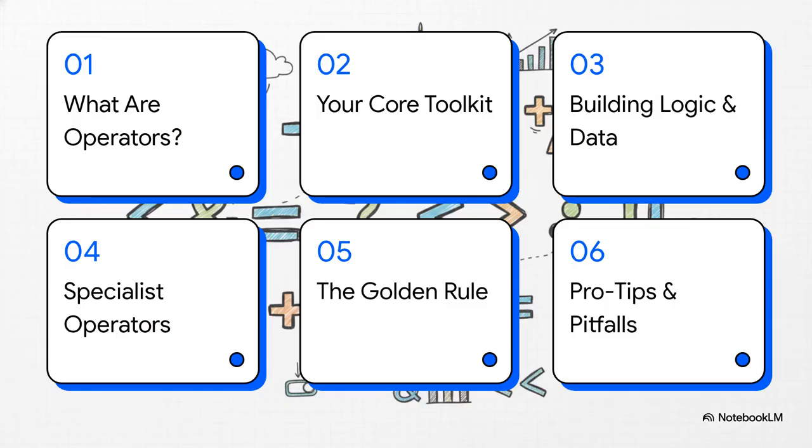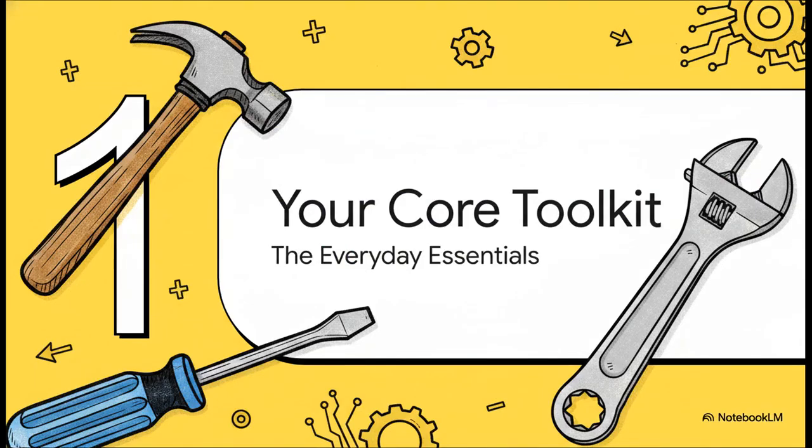All right, so here's the game plan. We'll start with the everyday essentials you'll use all the time. Then we'll see how to use them to build logic and store information. After that, we'll check out some specialist tools and cover the one golden rule you absolutely cannot forget. And we'll wrap it all up with some pro tips to help you avoid common mistakes. Let's do it.